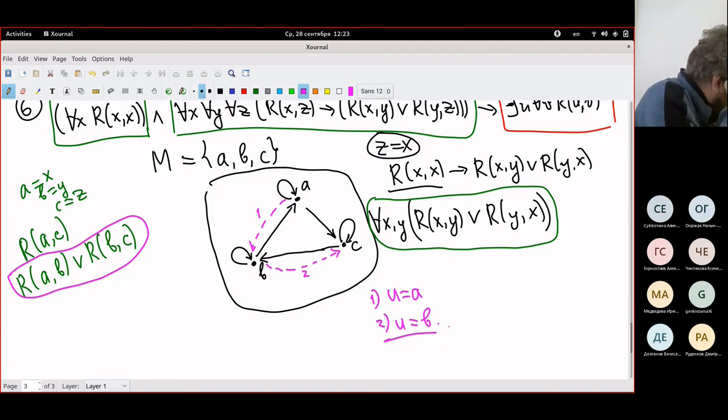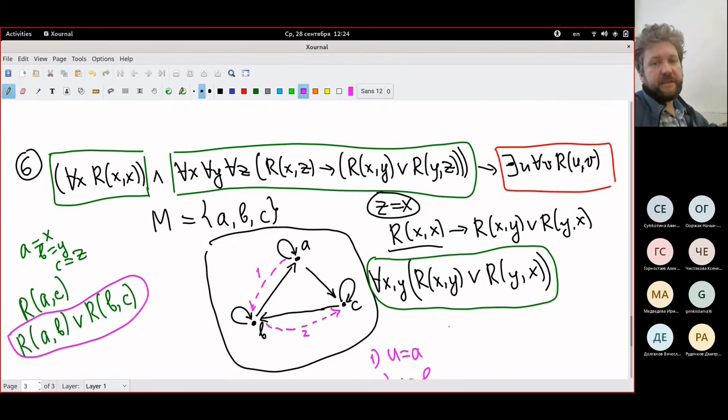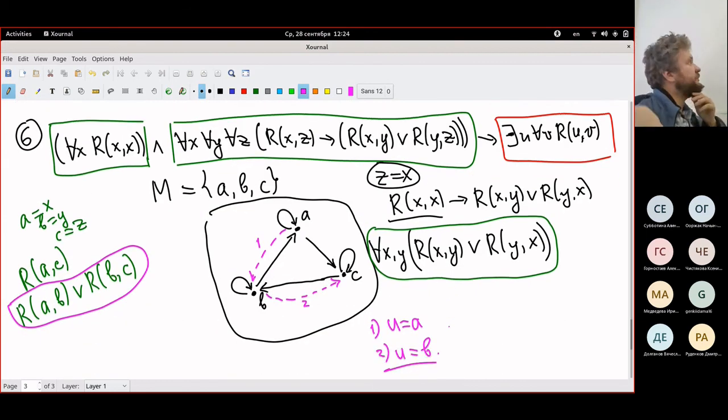One moment. Need to think about it a bit, right? Sorry. So we have these two. Okay. Let's think about this once more. We have these two green formulae on the top. These formulae are true, right?